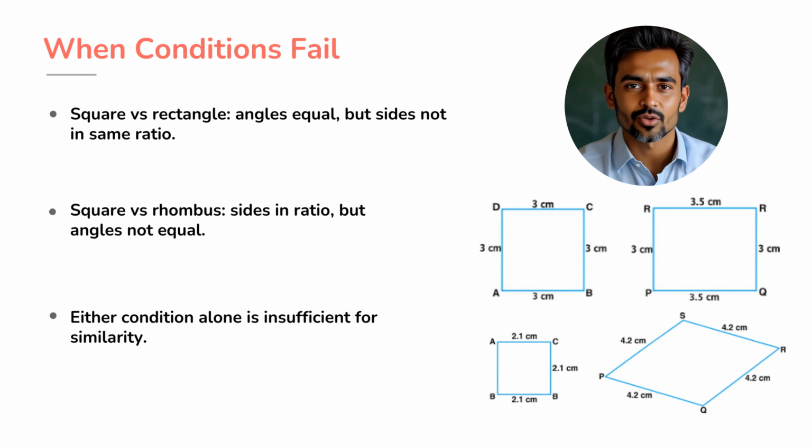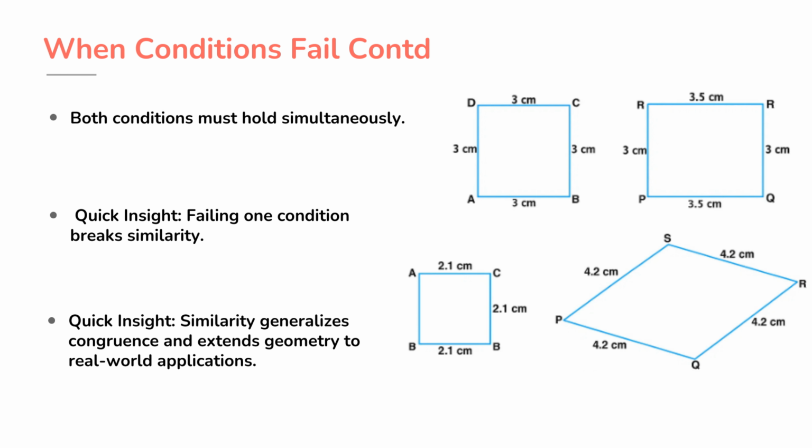Now take a square and a rhombus. This time, the sides are in proportion, but the angles are not equal. Again, one condition is broken and similarity fails. This teaches us something very important: either condition alone is not enough for similarity. Both conditions, equal corresponding angles and proportional corresponding sides, must hold together. Quick insight: failing just one condition is enough to destroy similarity. Even if one part matches but the other doesn't, the figures cannot be similar.